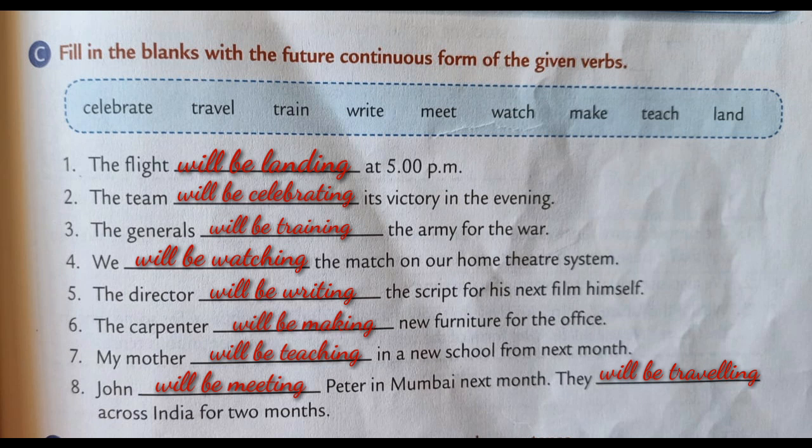Then eighth one, John will be meeting Peter in Mumbai next month. They will be traveling across India for 2 months. Here the answers are will be meeting and will be traveling. Will be plus verb meet plus ing. So will be meeting. Then will be plus verb travel plus ing. So will be traveling.